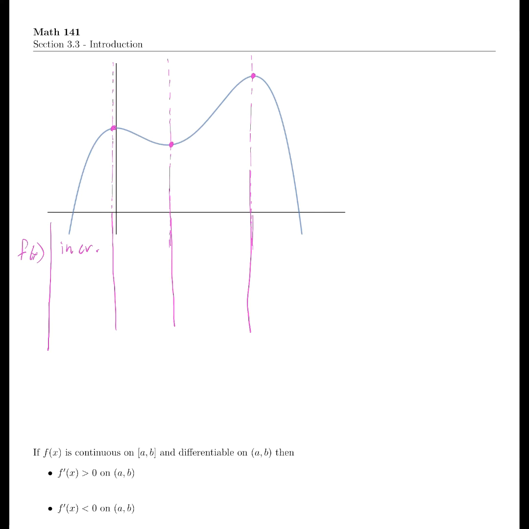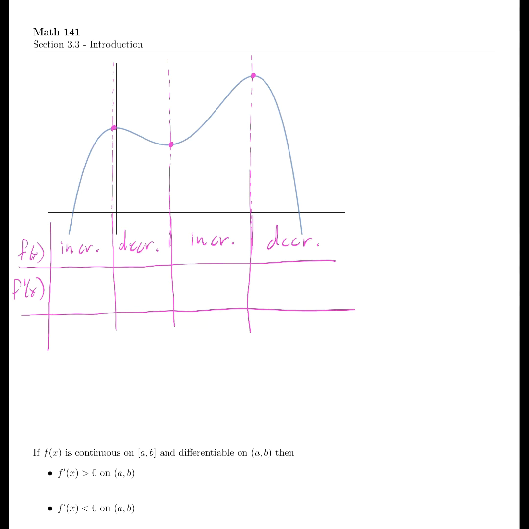And then it switches and it starts going down on this second interval. f of x is decreasing. And then here it's going up again until it reaches this second local maximum. So f of x is increasing. And now on this last interval, it's getting very small. So f is decreasing.